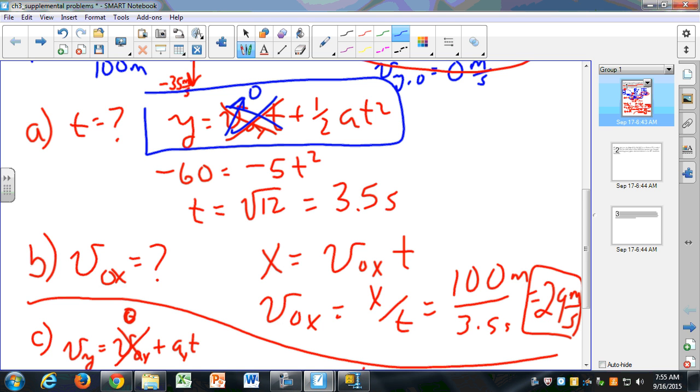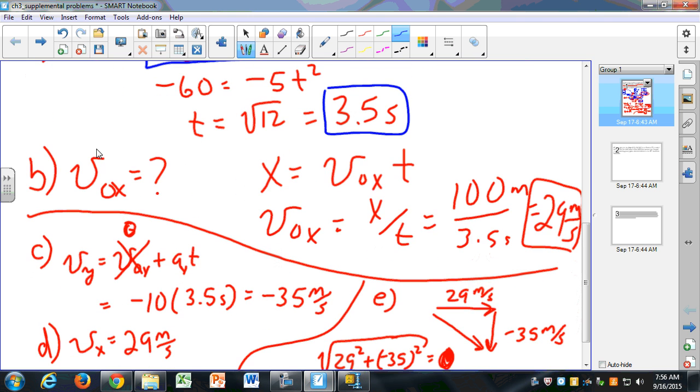It makes it a lot easier because you don't have to solve the quadratic equation, because you only have this t squared term. You don't have a t term. So that makes this pretty easy to solve. And I find the time is 3.5. Next, I want to find the initial velocity in the x direction.